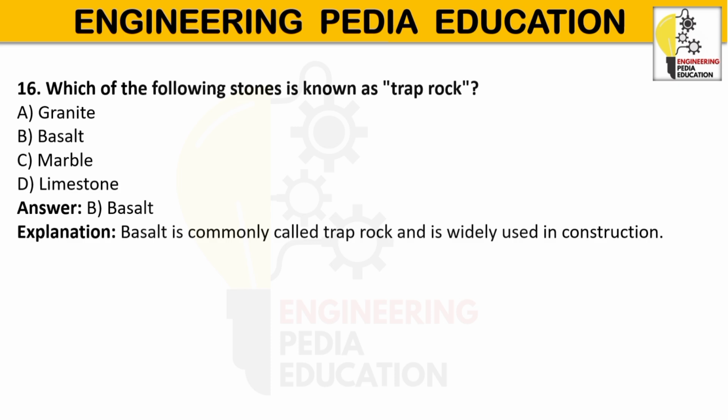Properties: dark gray to black color, high crushing strength, tough and durable, good resistance to wear and weathering. Uses: road metal, pavement, railway ballast, concrete aggregate, foundation and masonry work.